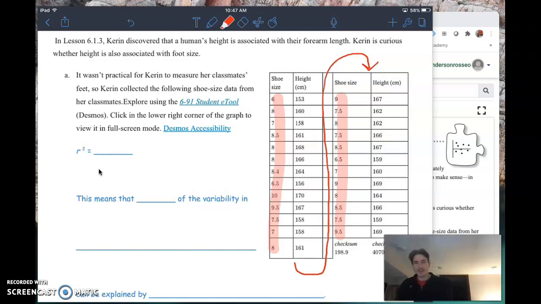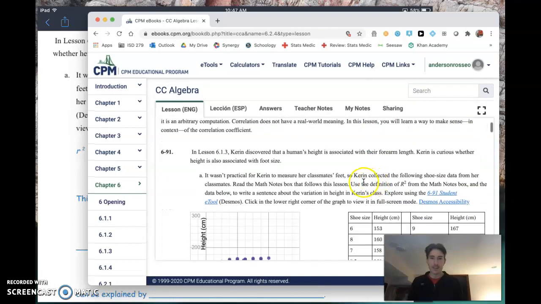It wasn't practical for Karen to measure all her classmates' feet, so Karen collected the following shoe size data from her classmates. We're going to go ahead and goof around with this using the eTool on Desmos. But before we do that, let me just make mention that this is a giant limitation in statistics. We often run out of time or other resources that don't allow us to collect all the information we'd like in order to make the most accurate model. As we grow in our CPM courses or into a stats course, we're going to figure out what makes good data collection happen. Before we do that, we've got to check out what this looks like on our eTool.